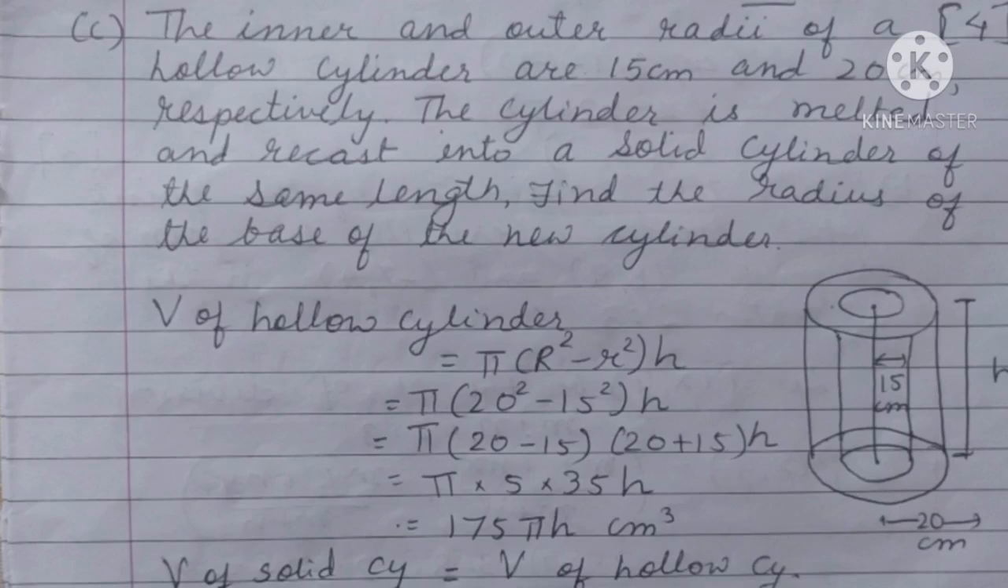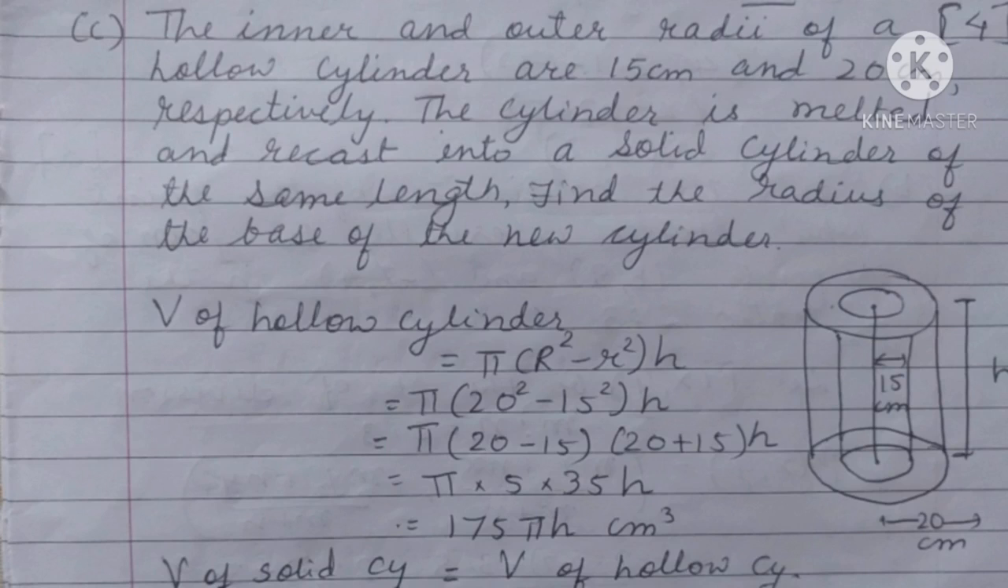Number C. The inner and outer radii of a hollow cylinder are 15 centimeter and 20 centimeter respectively. The cylinder is melted and recast into a solid cylinder of the same length. Find the radius of the base of the new cylinder. So here you can see the hollow cylinder is drawn, with outer and inner radius shown and height also shown.